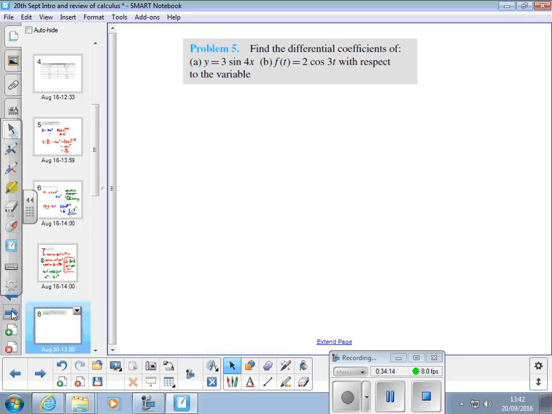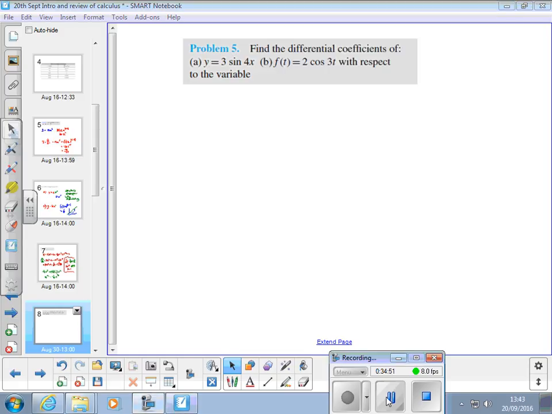So, find the differential coefficients of y equals 3 sine 4x, and f of t is 2 cos 3t with respect to the mentioned variable. So it doesn't have to be x and y. We've got one here where the independent variable is t, usually for time. So have a go at those two. Go back to your standard table of differential derivatives, find the derivatives for the sine and cosine functions, and have a go at those two.